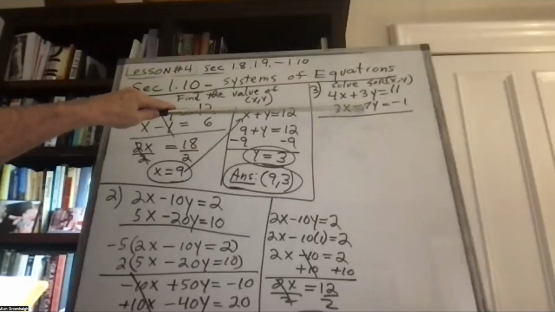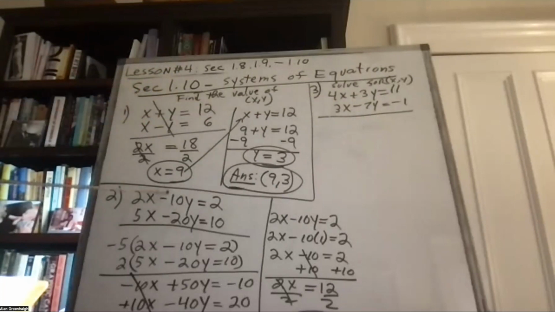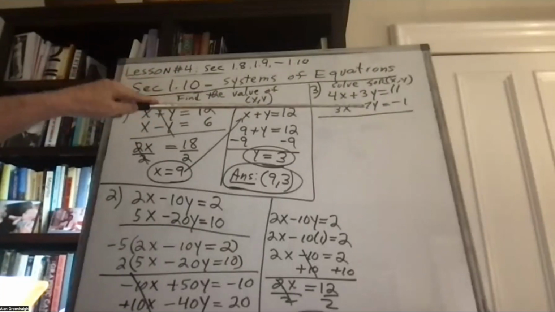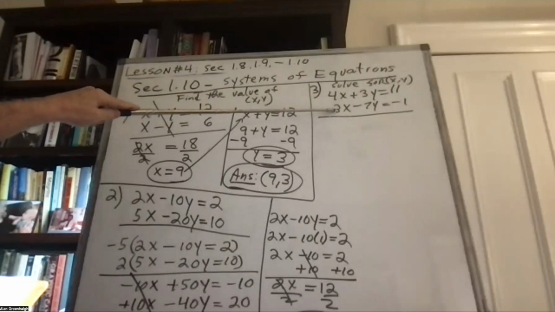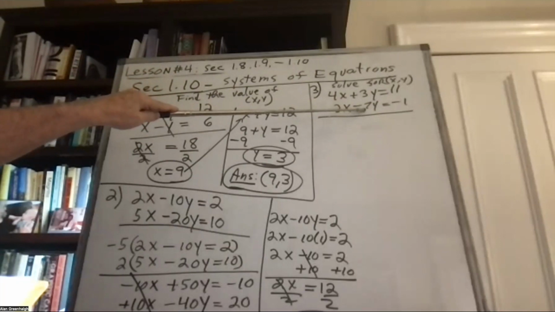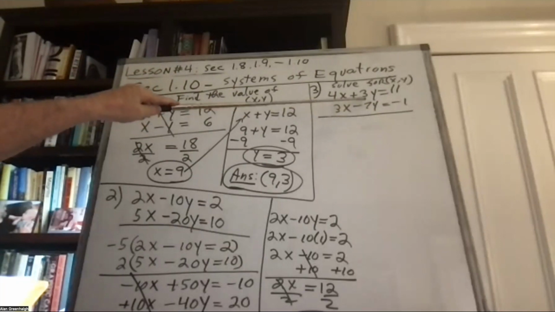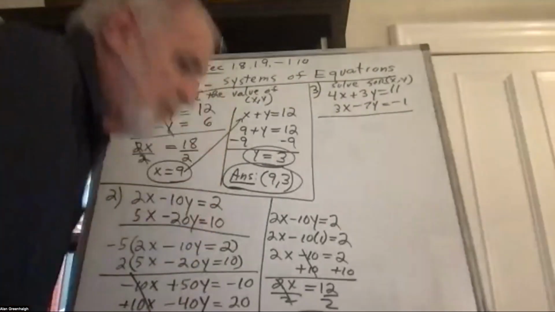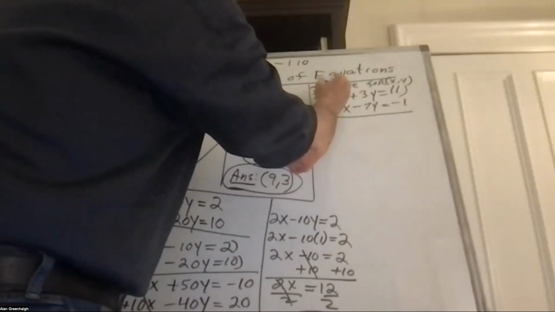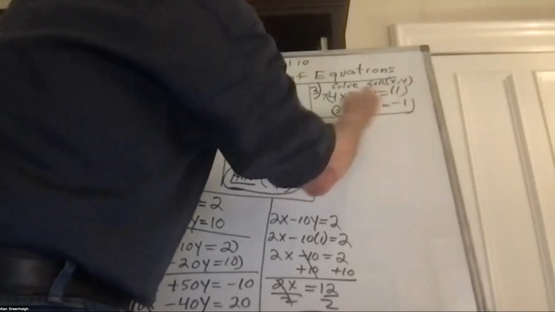In other words, what are we looking for? Whenever we try to find something which cancels out, we're looking for the least common multiple. What is the least common multiple of 4 and 3? 12. So therefore, this gets multiplied by 3, that by 4. The least common multiple here is 21. So we could multiply, and I would like to do it that way, actually. So I'm going to multiply the top equation by 7, the bottom equation by 3.